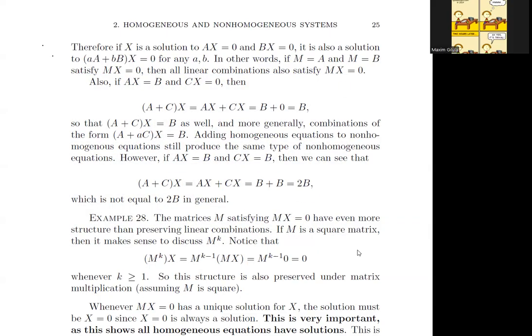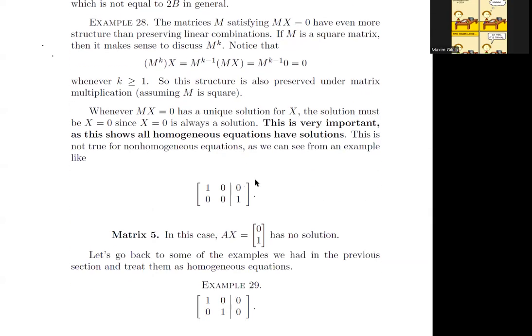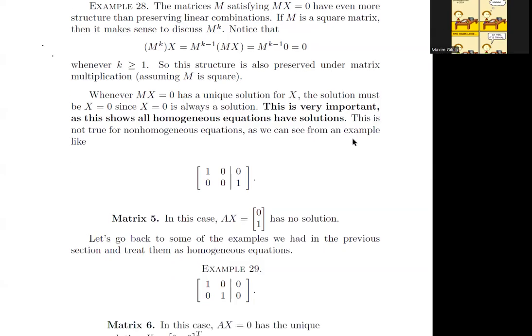Here's another example. The matrices M satisfying Mx equals 0 have even more structure than preserving just the linear combinations above. If M is a square matrix, so I could multiply it by itself, then M to the k times x, I can take out one of the M's and I get 0. And then anything times 0 is 0. So powers of M times x are also 0. So that's pretty interesting. And this is only for square matrices.